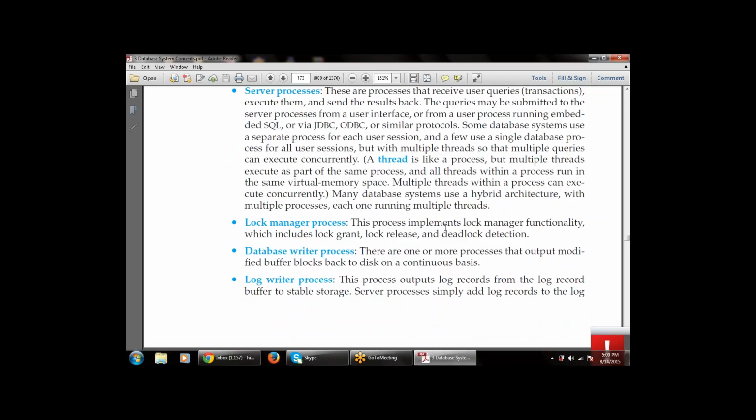The next is the database writer process. The database writer processes are one or more processes that output modified buffer blocks back to the disk on a continuous basis. Then next is the log writer process, which outputs the log records from the log record buffer to stable storage. That is the log writer process.